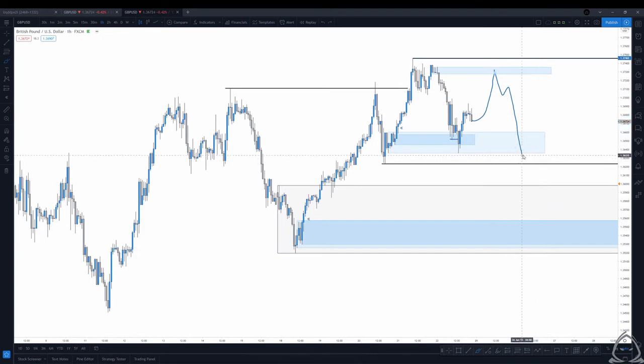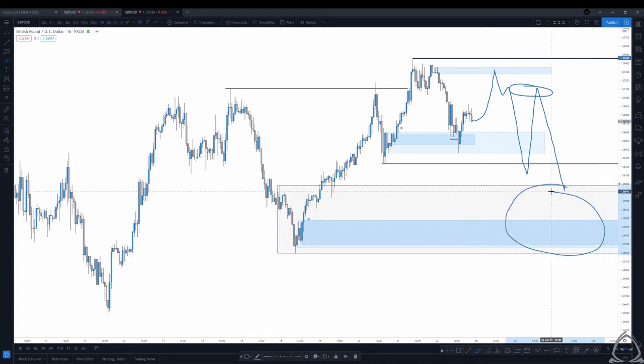Then I would look for, let me just do that. And then I would look for something like that. Again, this would be a lower time frame execution, and I would look for a confirmation entry of sorts to then take that short with the larger idea of taking the sell from this order block, with the larger idea of taking the buy at this higher time frame point of interest.